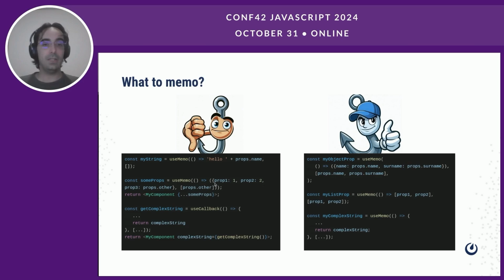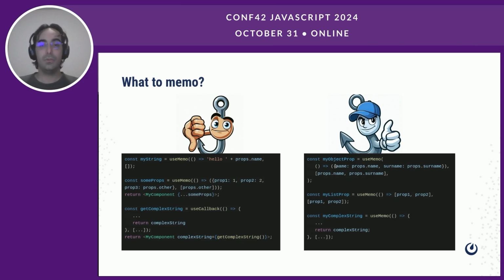Another thing, you say, okay, then I memoize this object. But this object is a spread. So you are not really using the object, so you don't need to memoize this value either. And for callbacks, it's similar. A callback is any function that is passed directly to the component. If you have this get complex string that is passed and then called here, you don't need to use useCallback because what you are doing is calling the function.